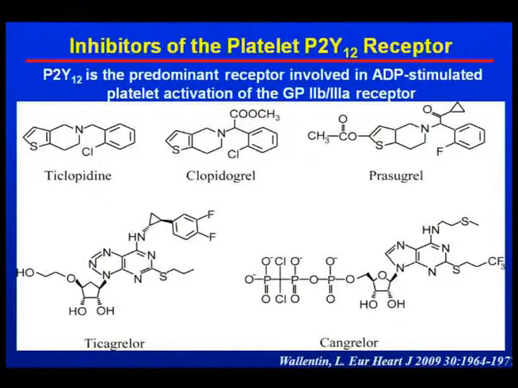I want to talk now about the platelet P2Y12 receptor antagonists. We used to refer to this group of drugs as thienopyridines, and in fact, ticlopidine, clopidogrel, and prasugrel are thienopyridines. But there are now 2 more drugs and additional drugs coming, which are not thienopyridines, which do inhibit the same receptor, the P2Y12, which is the predominant receptor involved in ADP-stimulated platelet activation.